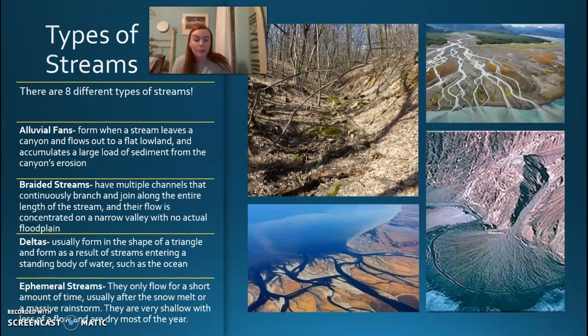And lastly for the first 8 types, the fourth one is the streams that only flow for a short amount of time, ephemeral streams. They usually flow after a snowmelt or a massive rainstorm, and they're very shallow with less of a flow and are actually dry most of the year. As you can see in this top photo, this is when it was dry.